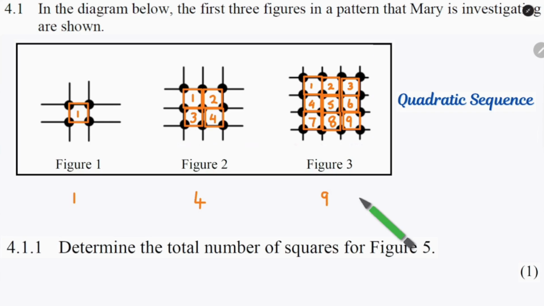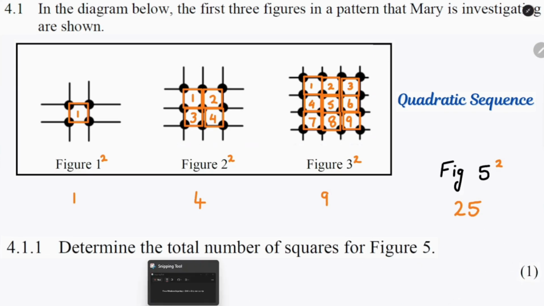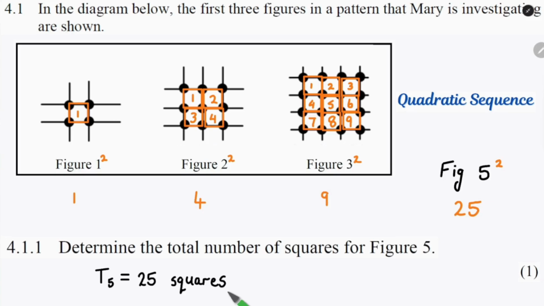And how to get this number, you basically just take your figure number and you square it. So 1 squared will give you 1. 2 squared will give us 4. 3 squared will give us 9. So if I want to find out how much is in figure 5, I take figure 5, square the 5, and I get 25. So there are 25 squares in total for term 5. And that's where your 1 mark is awarded for this question.